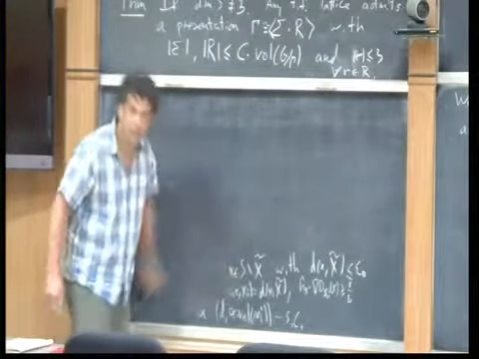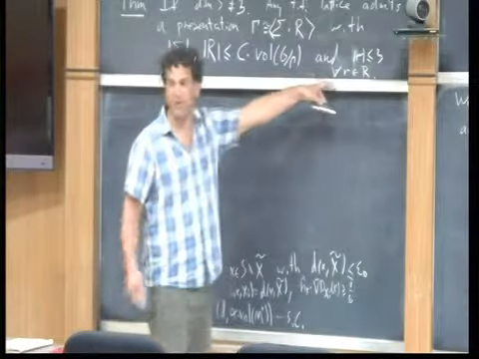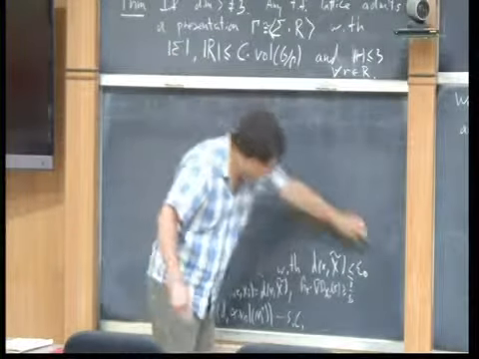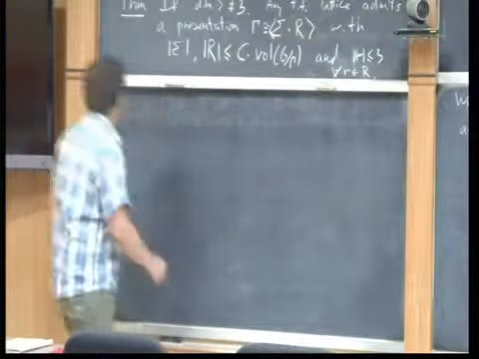What is less than or equal to 3? The length of every relation. If you write it, it's a product of generators.